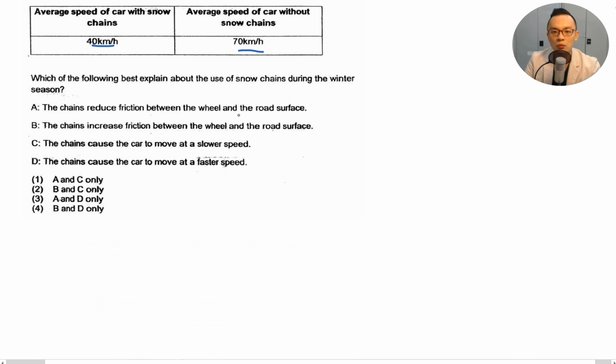Reduce friction between the wheel and the road surface. No, the snow chains will increase the friction because it increases the surface area, and also it has these little bumps because it covers the wheel, right? So there's these little bumps, and these bumps increases the frictional force. The chains increase friction between the wheel and the road surface. This is correct. The chains cause the car to move at a slower speed. This is also correct. The chains cause the car to move at a faster speed. This is wrong. It causes the car to move at a slower speed because it cannot go too fast. Otherwise, you keep bumping, so it moves slower. So the answer is B and C, number 2.